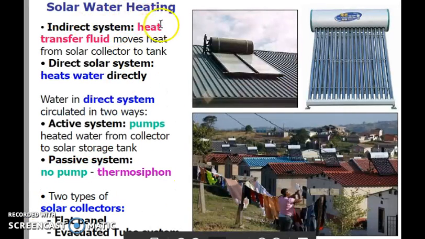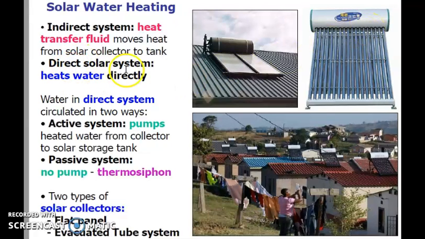Solar water heating system is one of the main uses of our solar energy. In an indirect system, heat transfer fluid moves heat from the solar collector to the tank. As we can see in these pictures, there are various solar water heating systems. Here we have our solar panel which is connected to a tank. Through these solar collectors, heat is absorbed and water is circulated through these pipes and collected over this tank.